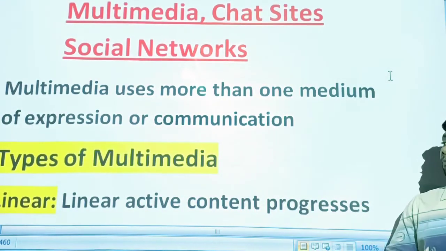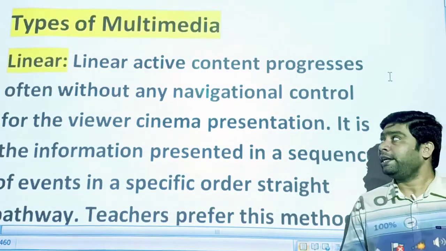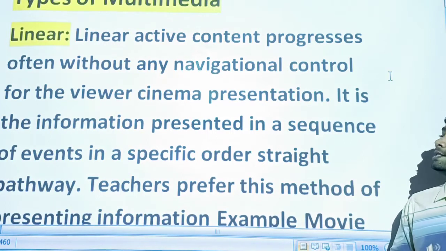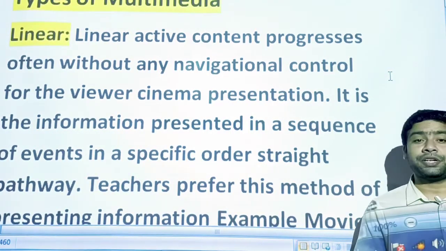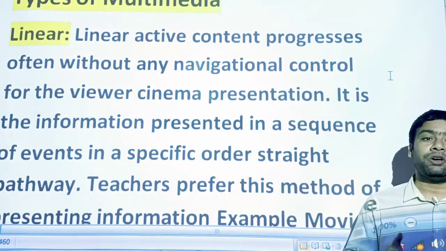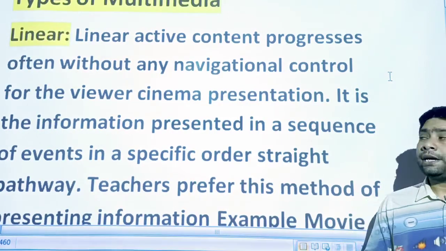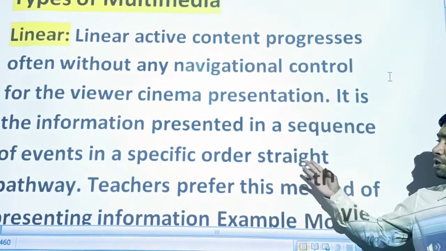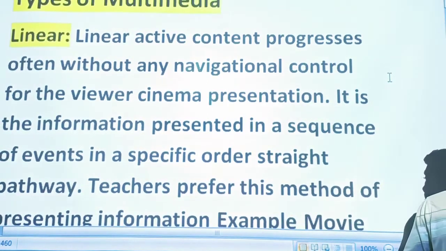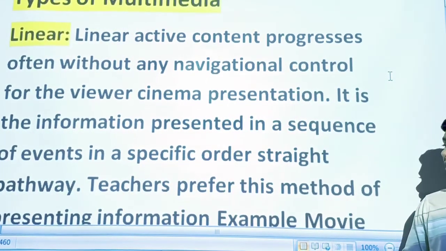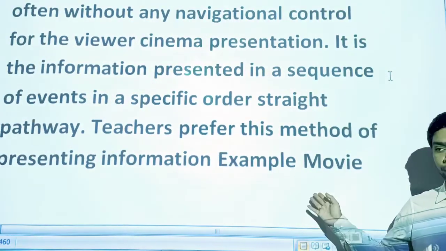So multimedia is of two types. The first one is linear. Linear content progresses often without any navigational control for the viewer. Cinema, especially a movie or video, is a perfect example of linear multimedia, where information is presented as a sequence of events in a specific order, a straight pathway. Teachers prefer this method of presenting information, for example a movie.